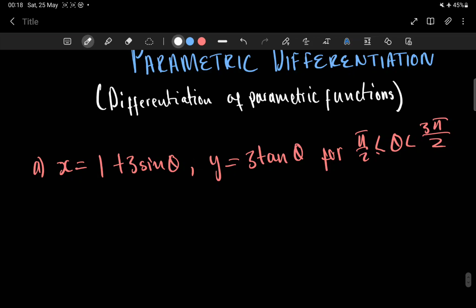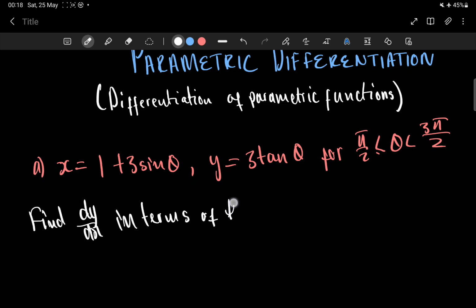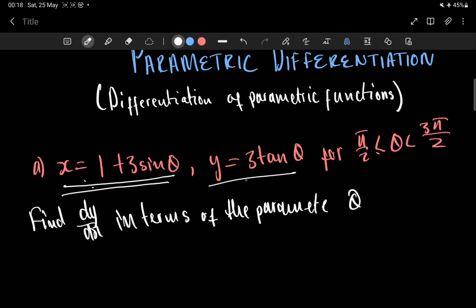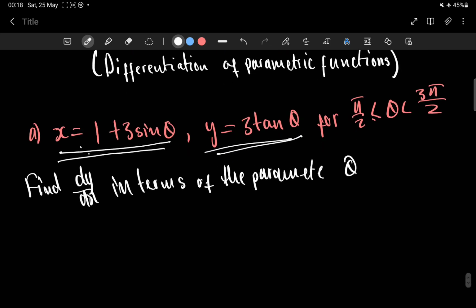But if the command says find dy dx in terms of the parameter theta, what makes this explicit is you'll be having two separate equations for your y and your x. Now, when you want to get them together, you just use the chain rule, and this is the easiest thing ever.